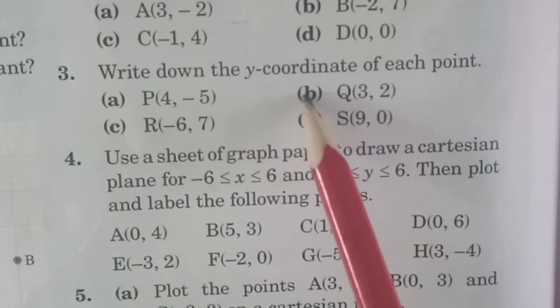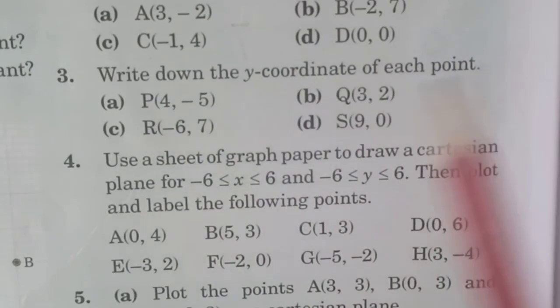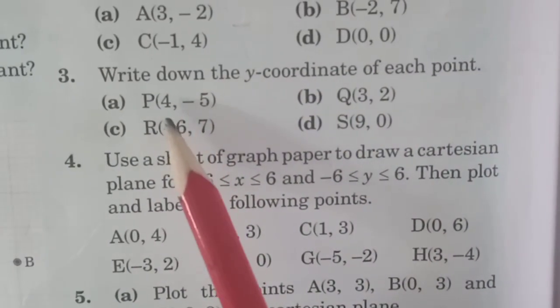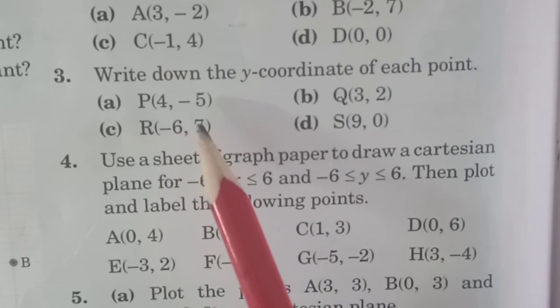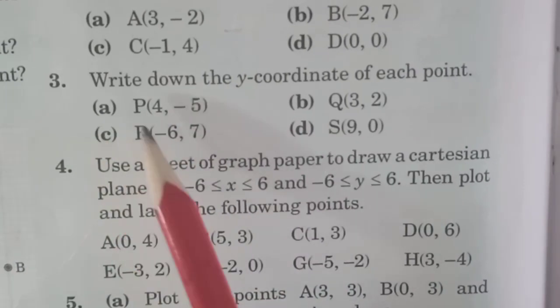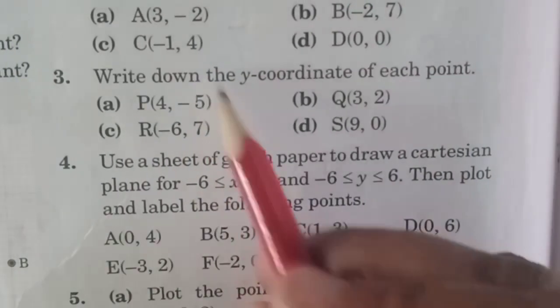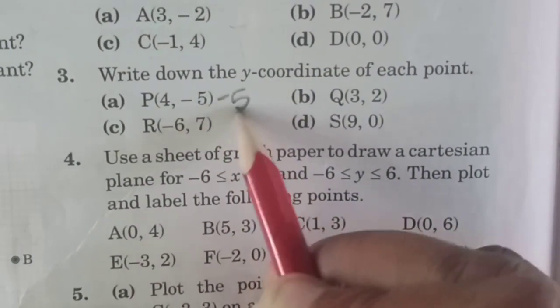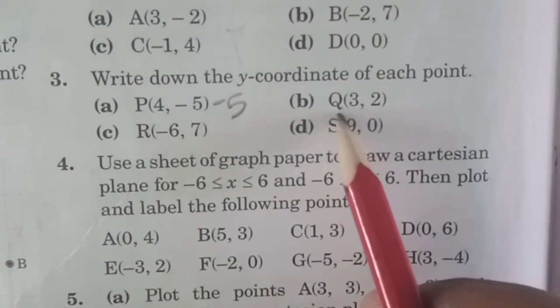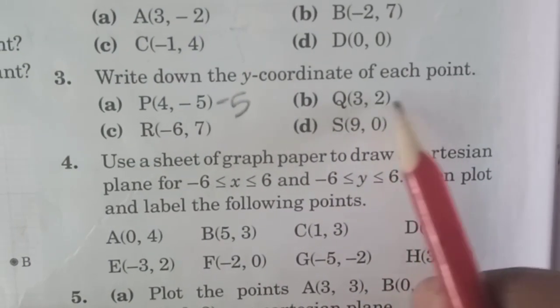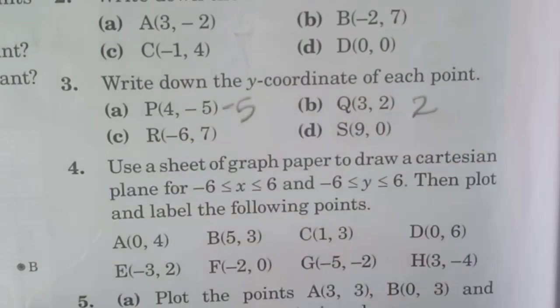Then question number 3. Write down the y coordinate of each point. The first number is the x coordinate and the second is the y coordinate. So option A, P of 4 comma minus 5. The second number, minus 5, is the y coordinate. Then Q of 3 comma 2. The second number, 2, is the y coordinate.